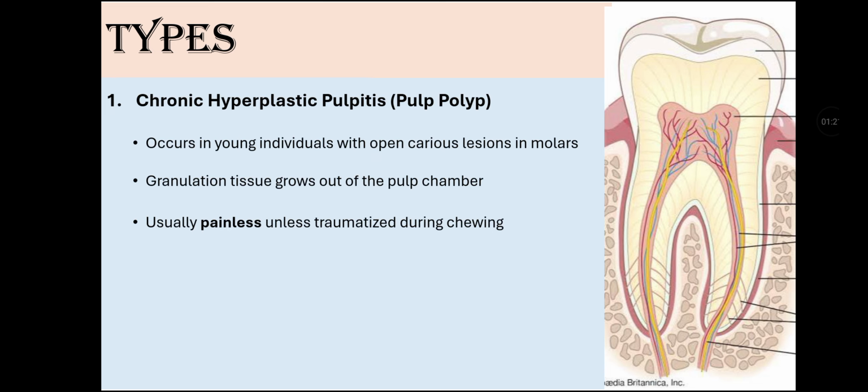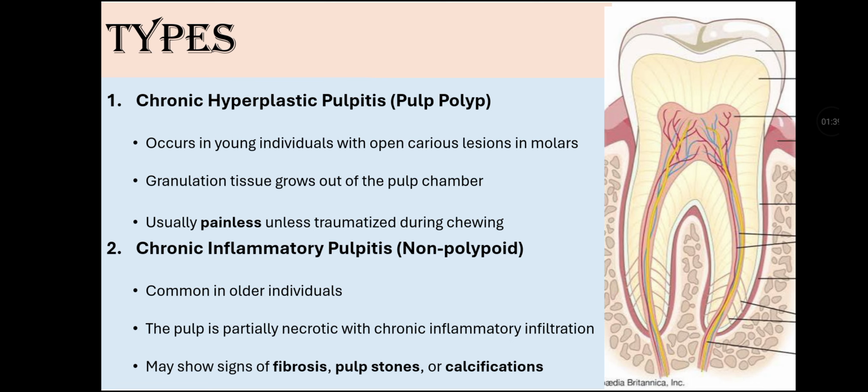Now let's talk about types of it. The first type is chronic hyperplastic pulpitis, also called pulp polyp, that occurs in young individuals with open carious lesion in molars, and in this the granulation tissue grows out of the pulp chamber and it is usually painless unless traumatized during chewing.